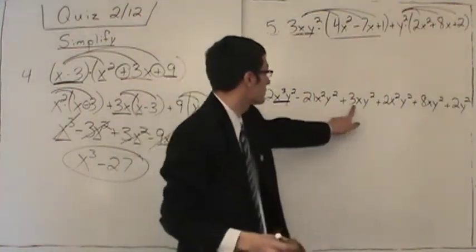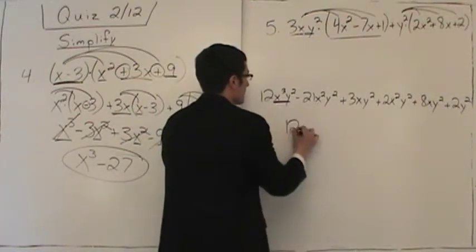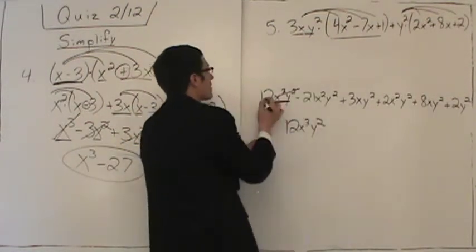Does anything match x cubed y squared? No. We're looking for exact match on the variables. No. So we're done with 12x cubed y squared. Remember, when you're adding, things must match.